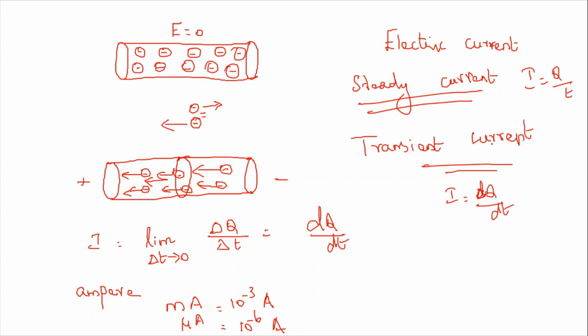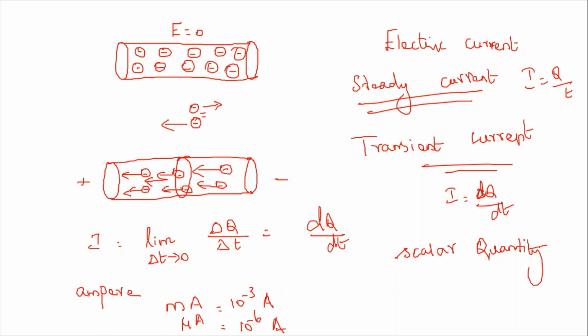So this is all about electric current. Is current a scalar or a vector? Electric current has both magnitude and direction, but it is a scalar quantity because you cannot perform any vector addition in electric current. You can only add it algebraically. Algebraic addition can be done.